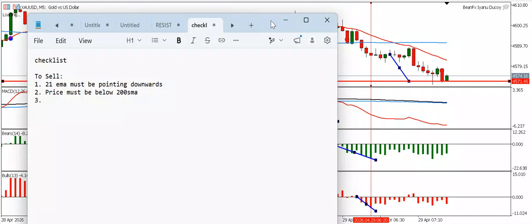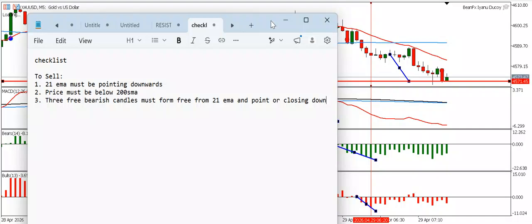3, three bearish candles from the 21 EMA, okay, and the closing pointing downwards, not retracting, not having a hammer, no hammer as the last candle. Okay, checklist 4.